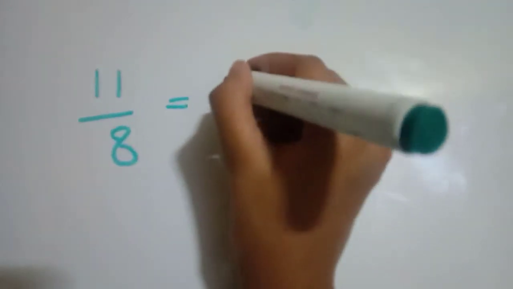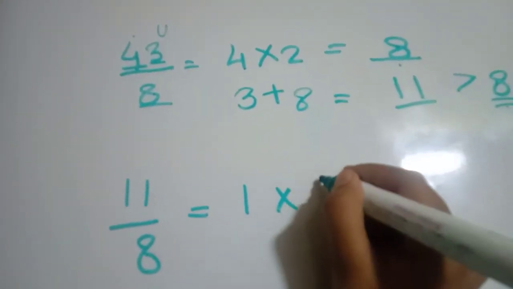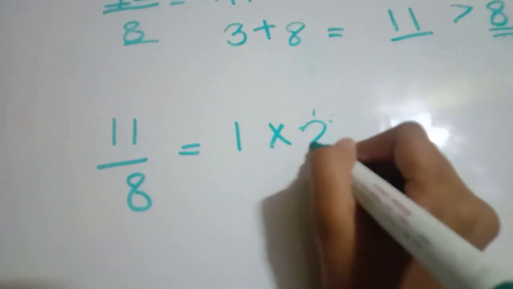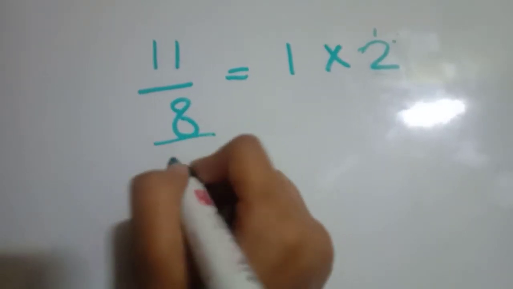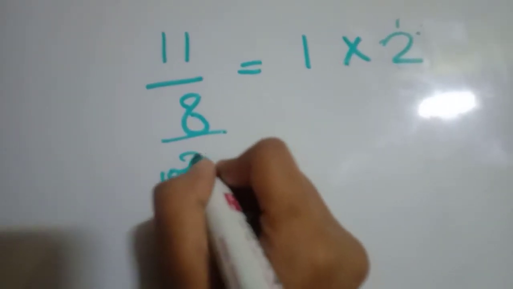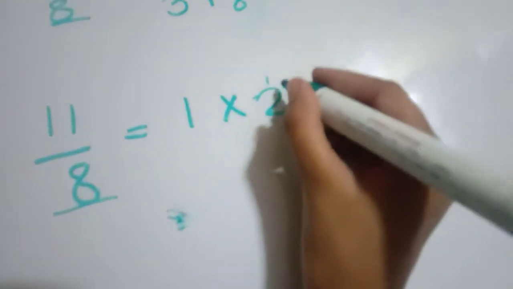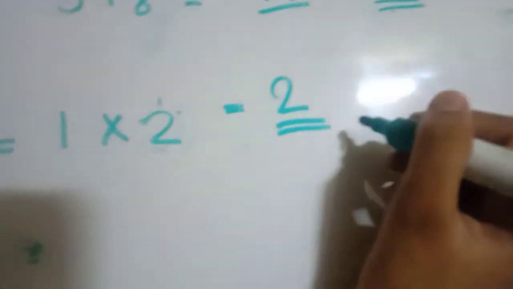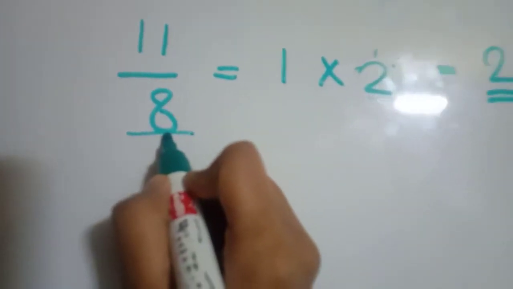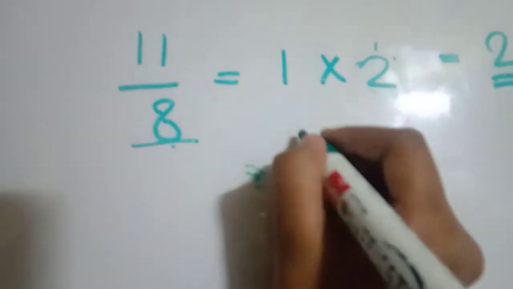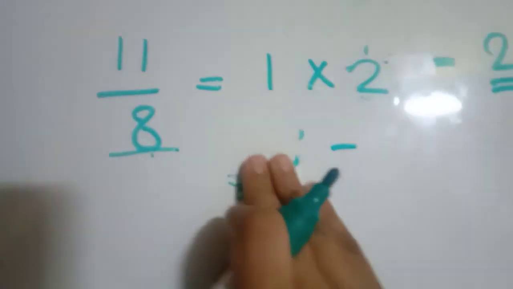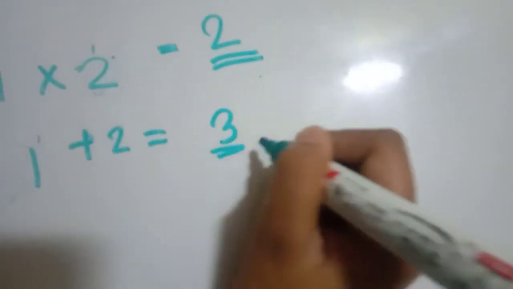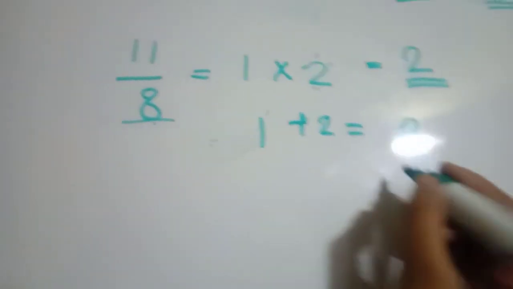So now 11 divided by 8 means 1 into 2. Why 2? Because the complement of 8 is 2, meaning 10 minus 8 is 2. So now 1 into 2, so this is 2. After that, 1 plus 2. 1 plus 2 is 3. So now we got 3 as an answer.